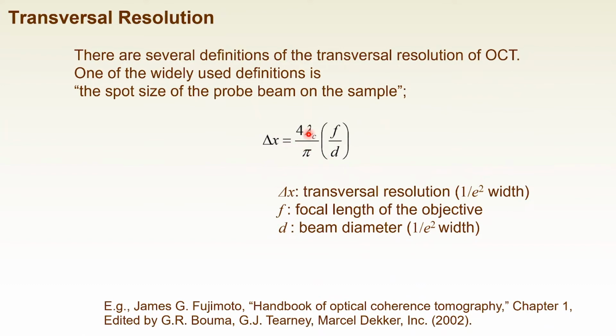And in this equation, what we can see is first, 4 over pi is a constant. And then lambda c, the center wavelength. So this means the transversal resolution of OCT is proportional to the center wavelength. And this means the center wavelength doubly affects the resolutions. The first is the axial resolution. It affects it in the power of 2.